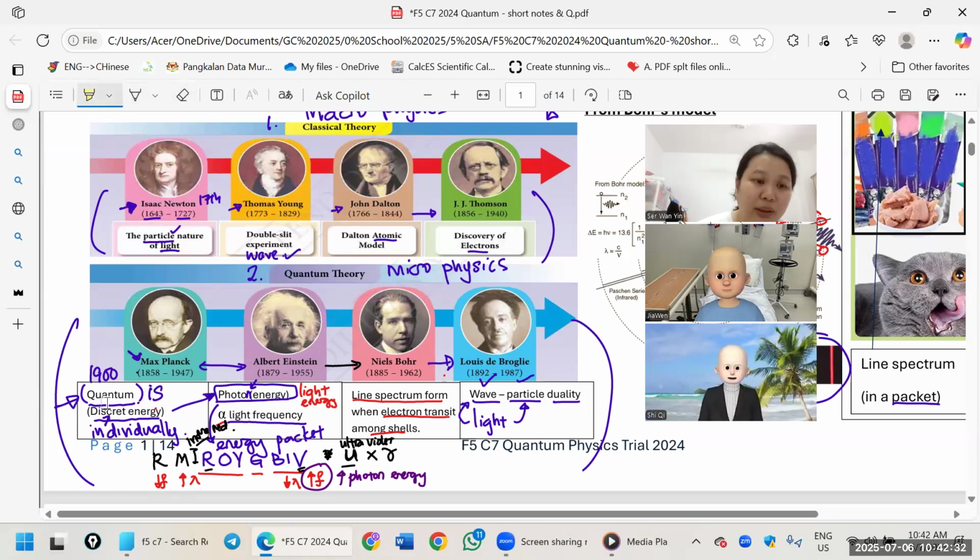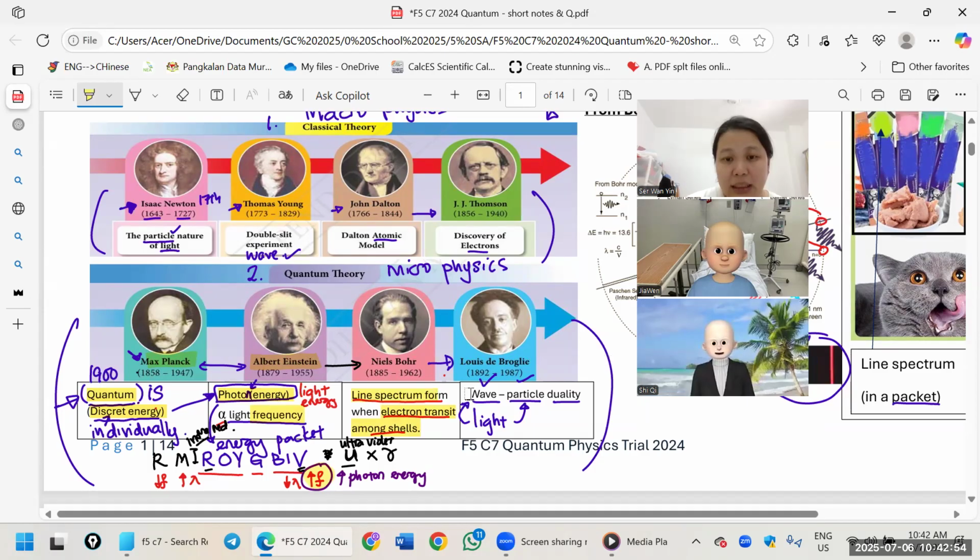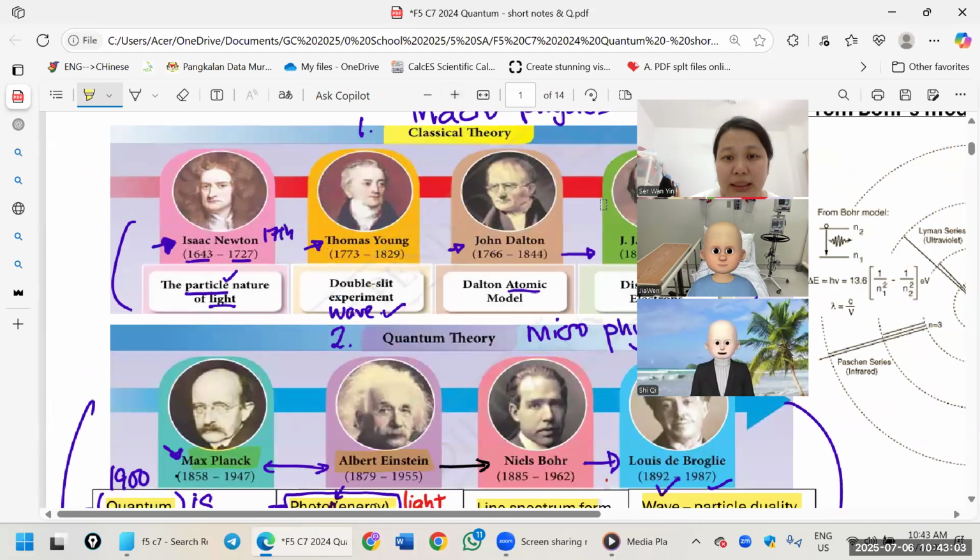For you, what is very important is Max Planck, quantum is discrete energy. Albert Einstein said photon energy is directly proportional to the light frequency. Niels Bohr said electrons transit among shells to produce the light spectrum. Louis de Broglie said light has wave particle duality. Okay, one minute, then I'll call your name for a quiz.